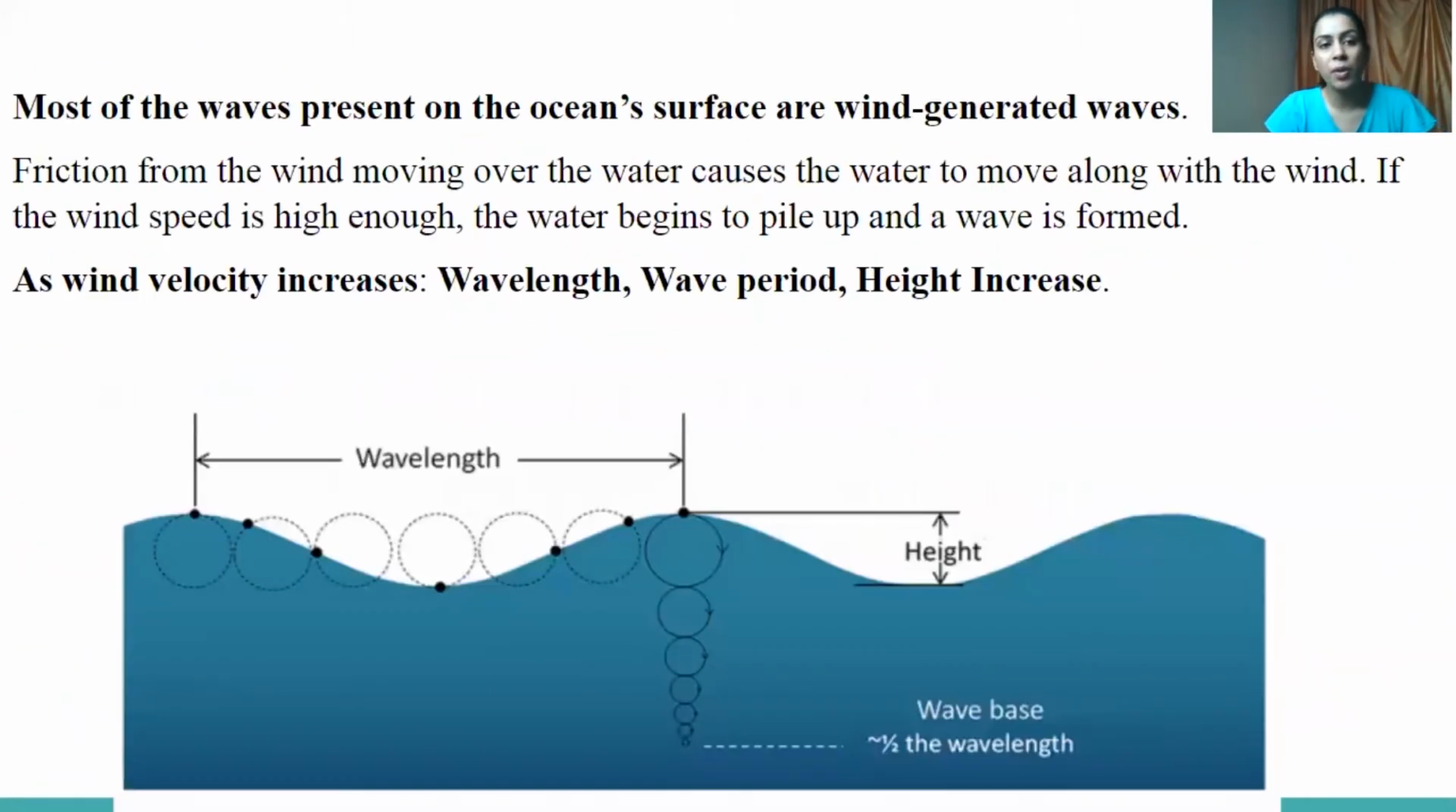So most of the waves present on the ocean surface are wind generated waves. So friction from the wind moving over the water causes the water to move along with the wind. If the wind speed is high enough, the water begins to pile up and a wave is formed. So as the velocity increases, the wavelength, wave period and height also increase.